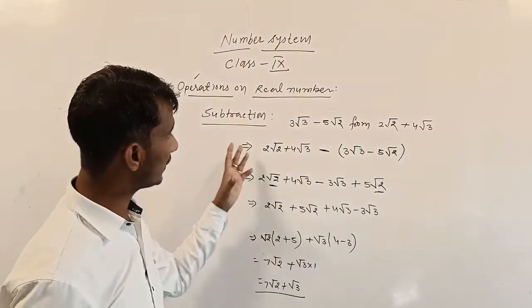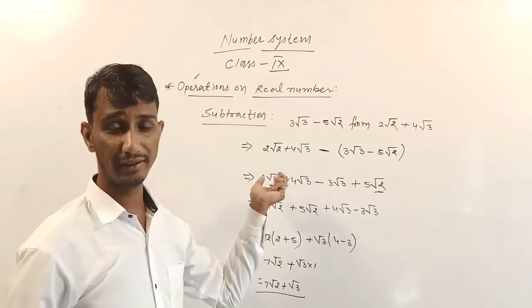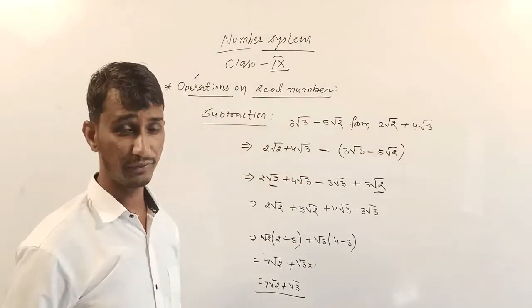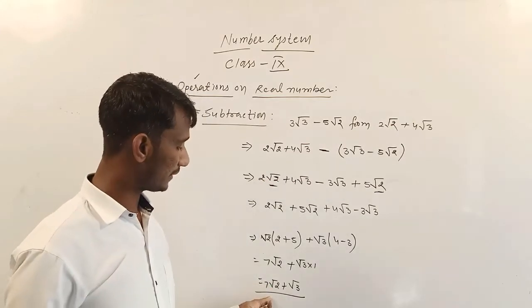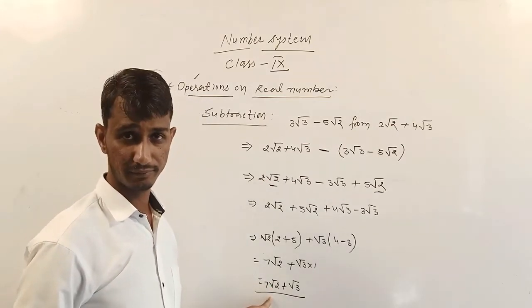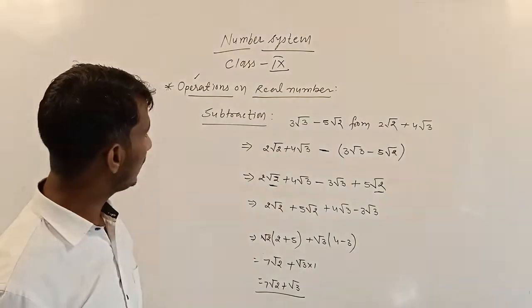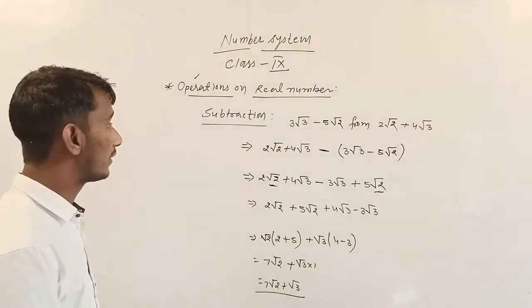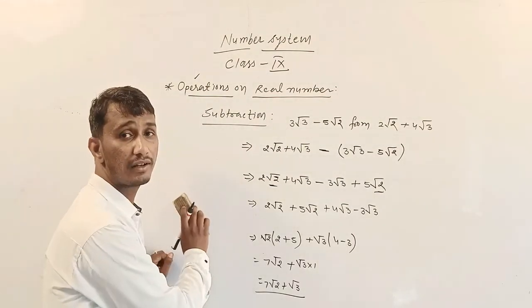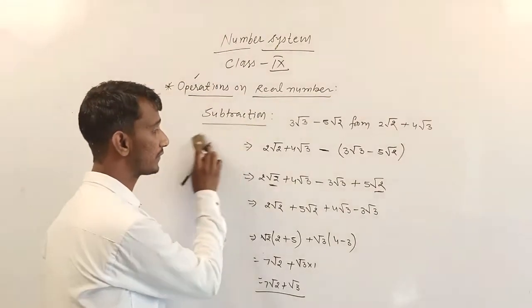Now one more fact comes from this example. If we subtract a rational and an irrational number, the result will be irrational. Understand? So two operations are completed. Now we will solve for multiplication.